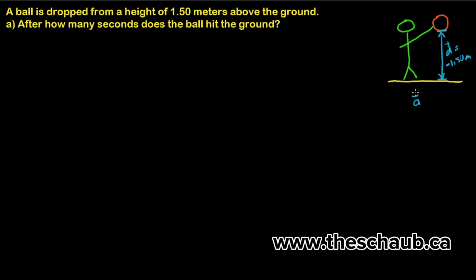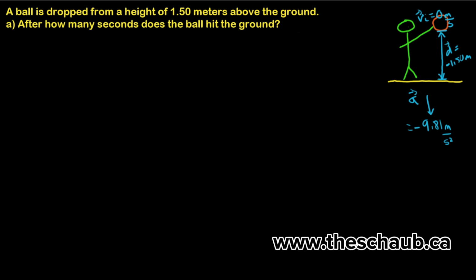In this question, we also have acceleration due to gravity, which also goes downwards, equal to negative 9.81 meters per second squared. And finally, we know the initial velocity of our ball. The ball is dropped, so it has an initial velocity equal to 0 meters per second. The ball is not thrown downwards, it's just released or dropped.